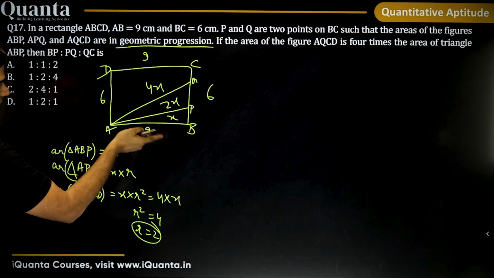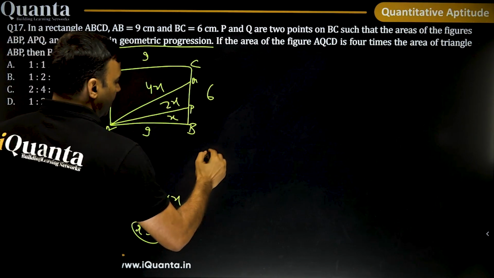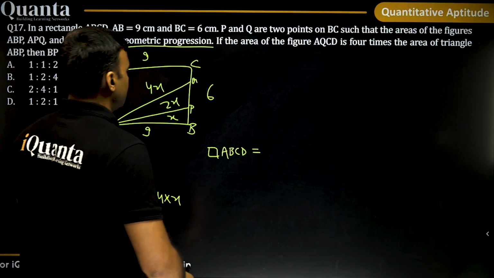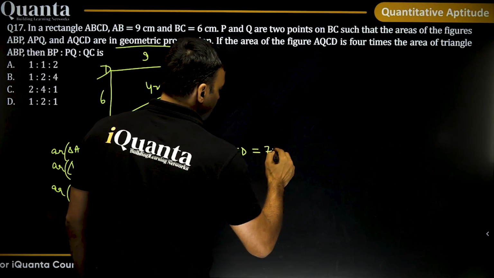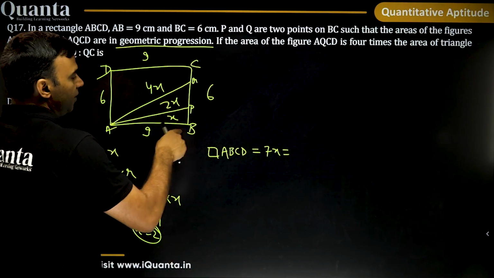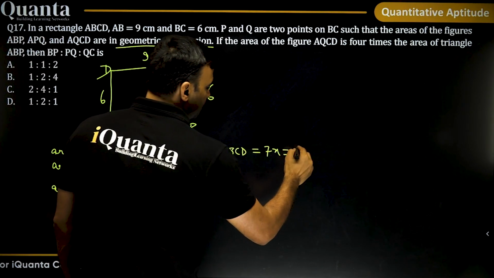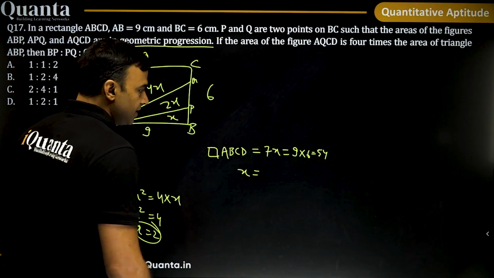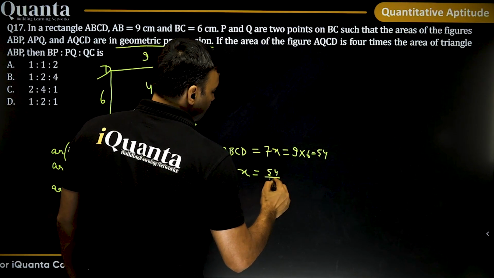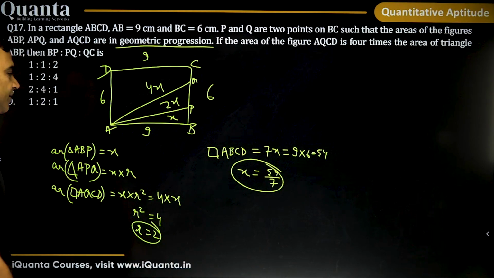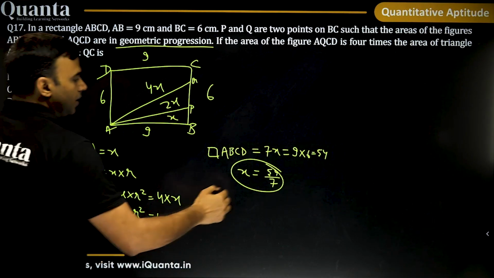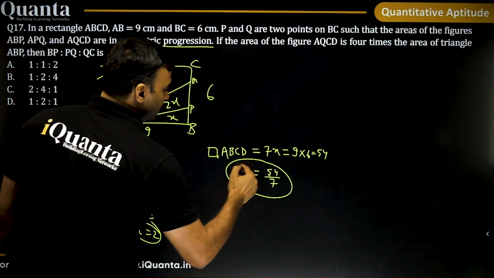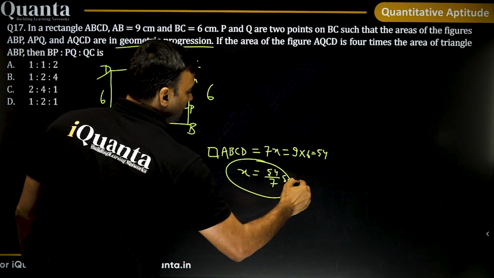So the total rectangle area will be X plus 2X plus 4X, that is 7X, and that is equal to the rectangle area, base into height, length into breadth, 9 into 6, that is 54. So basically we get the value of X, and that is 54 by 7. 54 by 7 is the area. Area of what? Area of ABP. X was the area of triangle ABP, in square units.